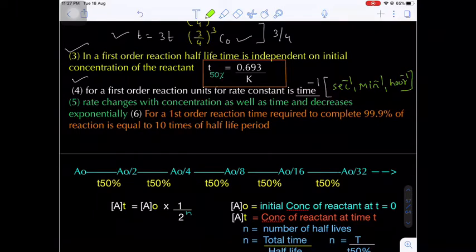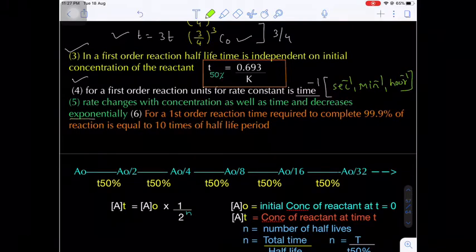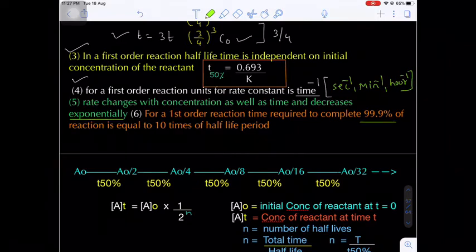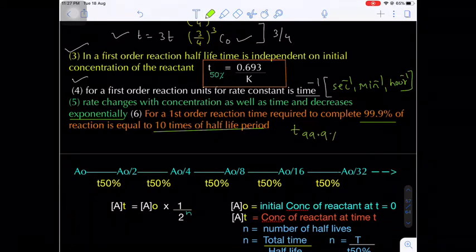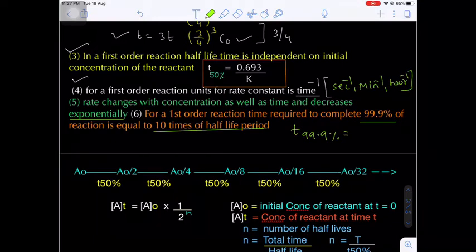Rate changes with concentration as well as time, and decreases how? Exponentially. This is very important. For a first order reaction, the time required for the completion of 99.9% of the reaction will be equal to 10 times the half-life period. We can prove this also. So T99.9, the 99.9% completion of a reaction, will be equal to 10 times the T50.